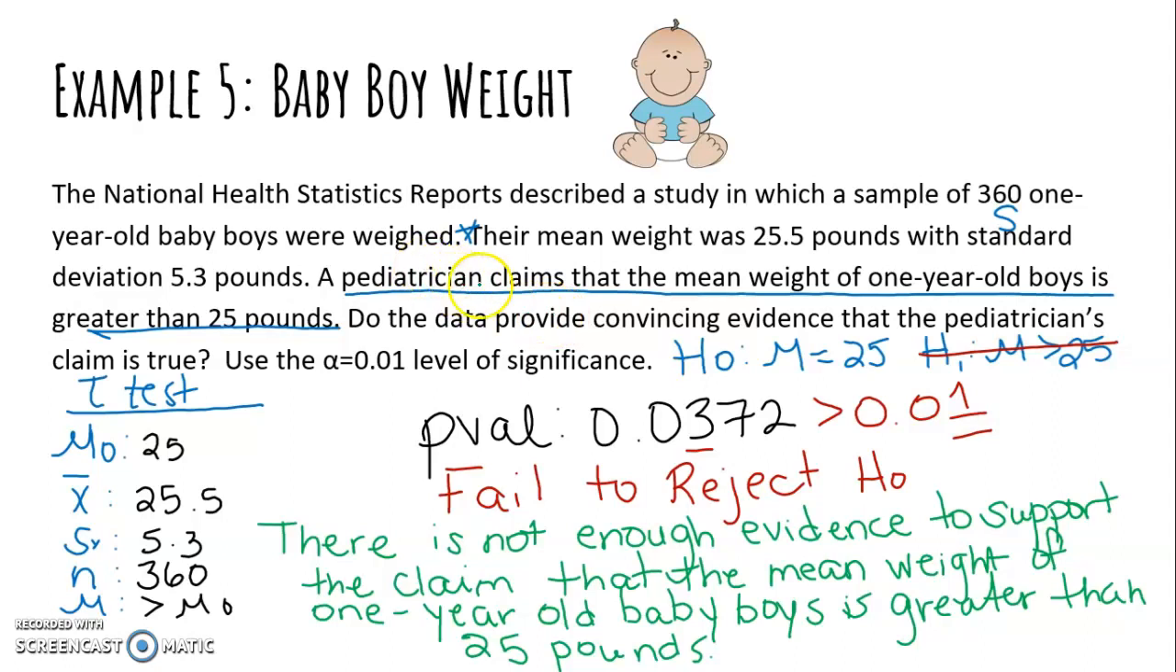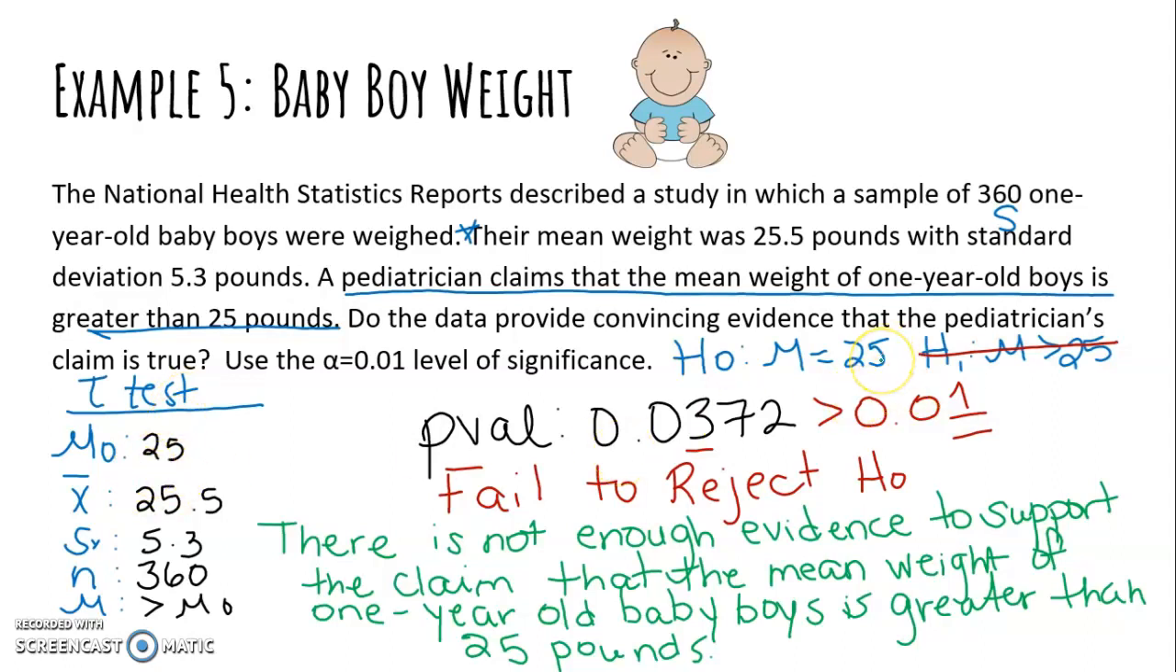Okay, we're testing the pediatrician's claim that the mean weight of 1-year-old boys is greater than 25. Since we're testing a mean, we know it's a Z or a T test. So I searched for the standard deviation of 5.3 pounds. I read the sentence that it was in. Their mean weight was 25.5 pounds with a standard deviation of 5.3. That's in reference to the 360 1-year-old boys that were in the sample. So this is a sample standard deviation. 5.3 is a sample standard deviation, so we will be using a t-test.